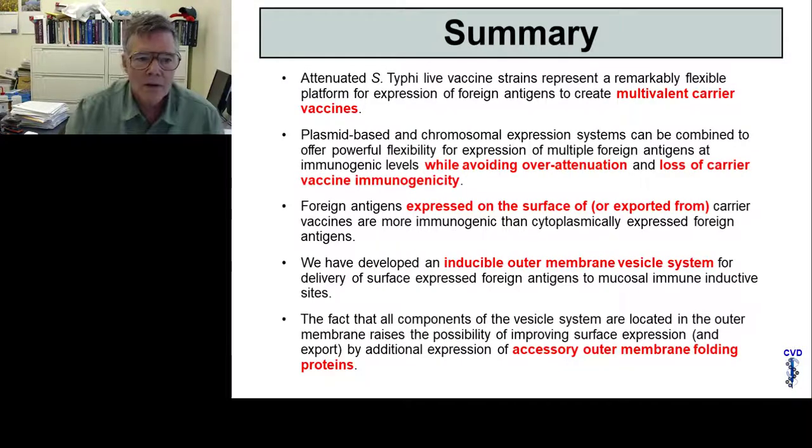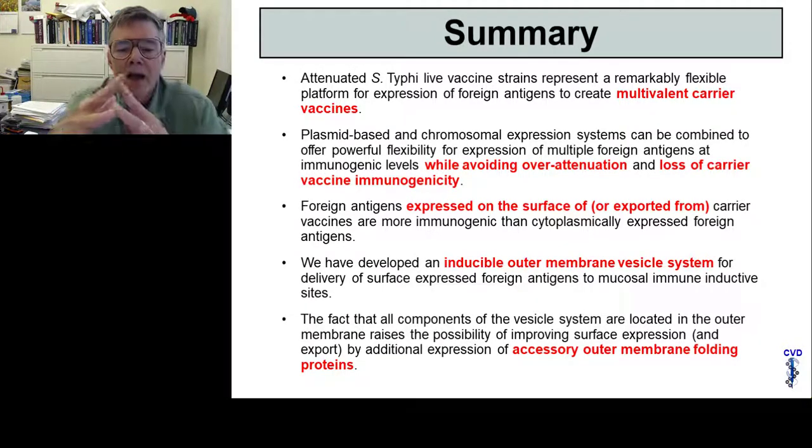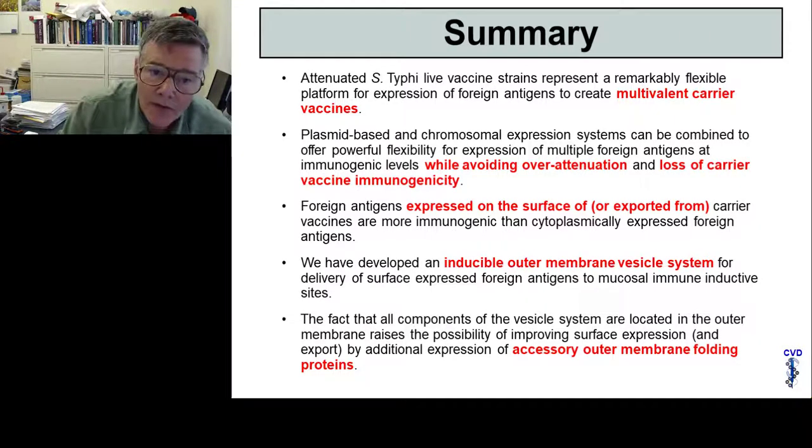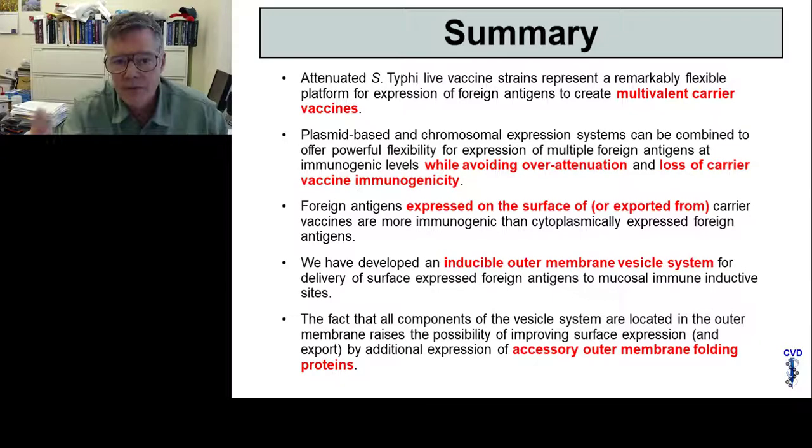Okay, so in summary, we think that attenuated S. Typhi live vaccine strains represent a remarkably flexible platform for developing multivalent carrier vaccines. Hopefully I've convinced you that a marriage between plasmid-based and chromosomal expression systems will be very efficient at expressing high levels of foreign antigens without over-attenuating the strain, with subsequent loss of carrier vaccine immunogenicity.